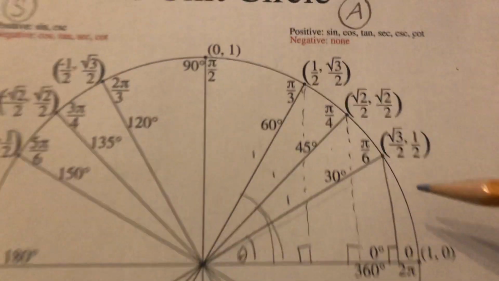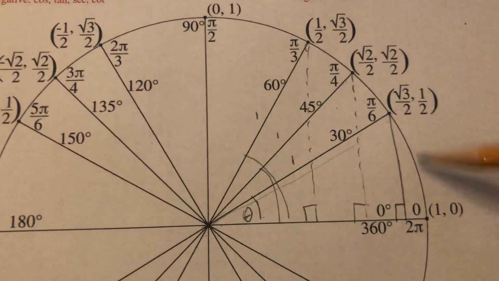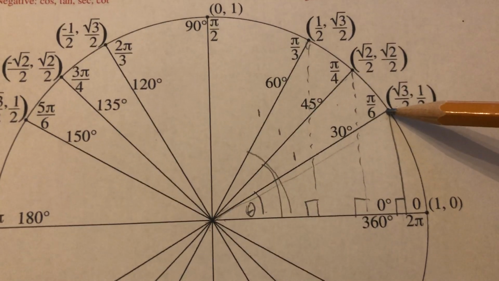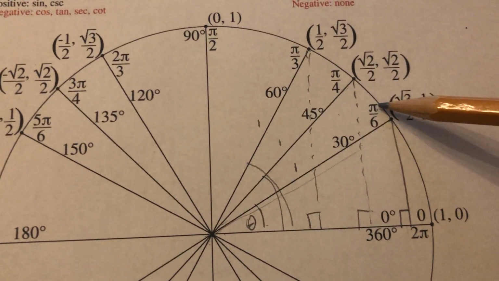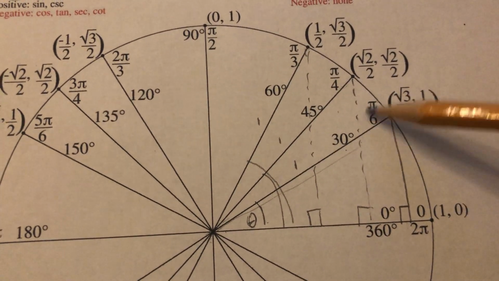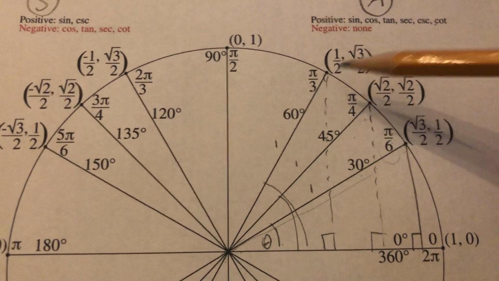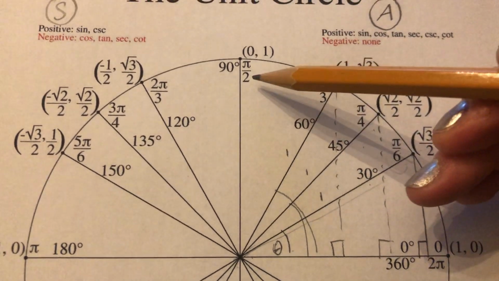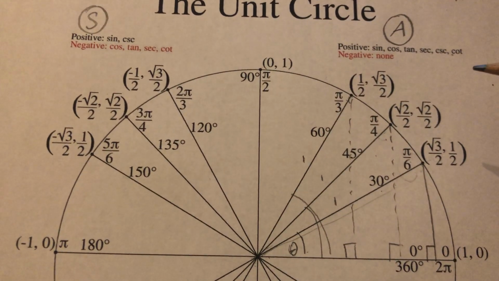And they are also measured in radians, okay? So 30 degrees is the equivalent of pi over 6 radians. Remember when I told you pi is like 180 degrees? So 180 over 6 gives you 30 degrees. So this is pi over 6. Pi over 4 is 45 degrees. Pi over 3 is 60 degrees. Pi over 2 is 90 degrees, okay? And so on and so forth.